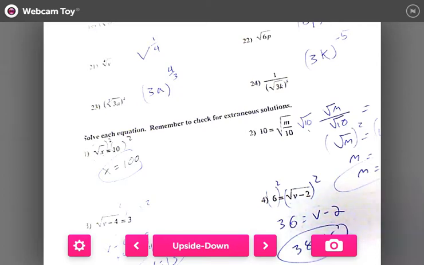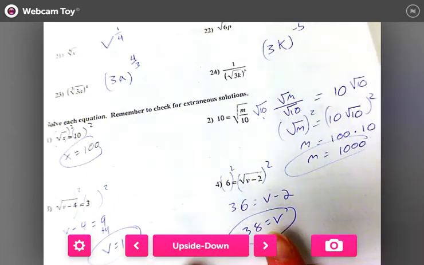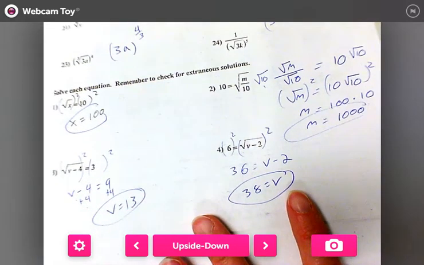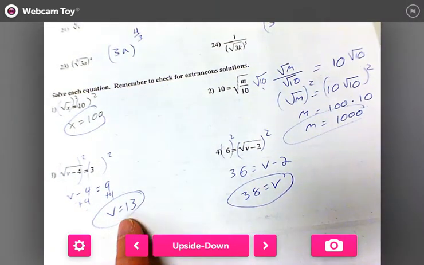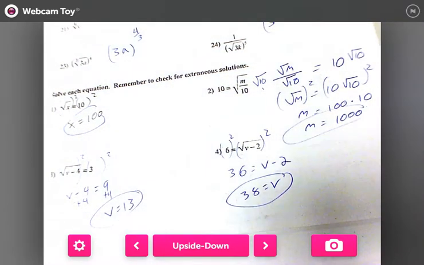Number 2 is 1,000. Don't ruin his mojo. He thought he was doing great. Oh, okay, we're going to number 3. Number 3 is 13. And number 4 is 38.